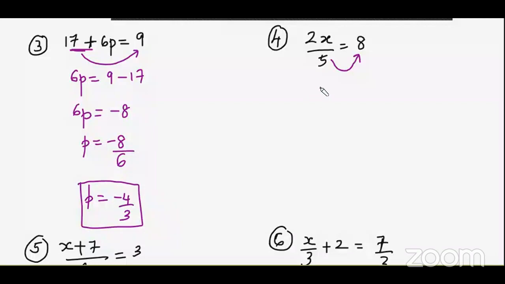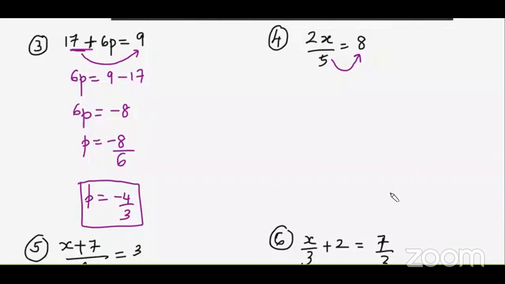So 2x is equal to 8 times 5. So 2x is equal to 40. So x is equal to 40 divided by 2, which is 20. So x is 20. Right? So it can be a combination that you have multiplication and division together.